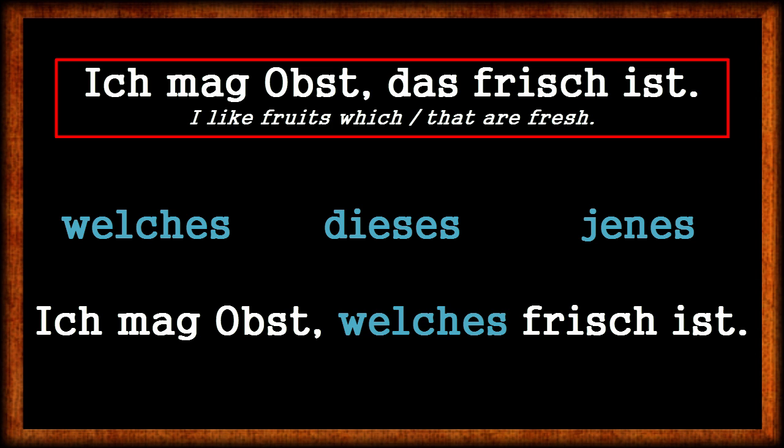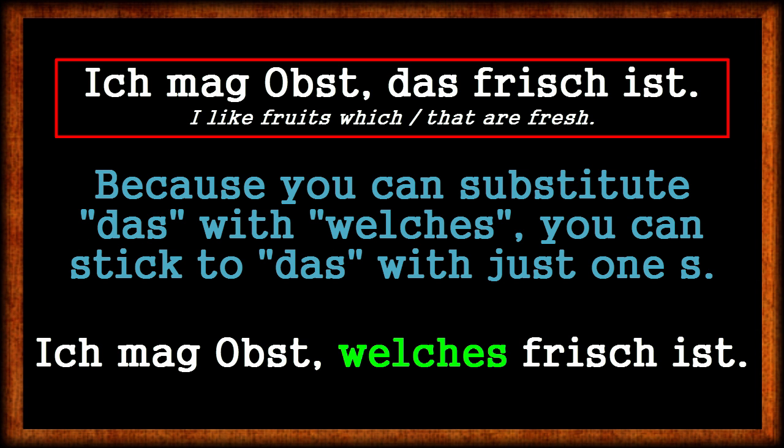Try it. Ich mag Obst, welches frisch ist. Oh, it already works. Great! At this point, you don't need to check the other two ones because one already works. In this case, dieses and jenes wouldn't work, by the way. So I'm allowed to write this with das, with just one S.